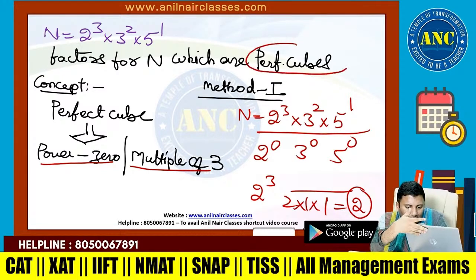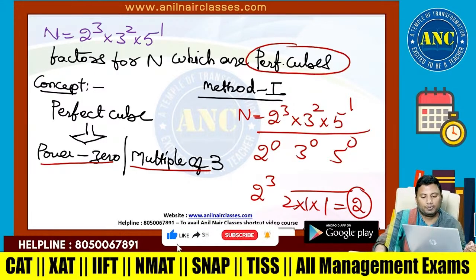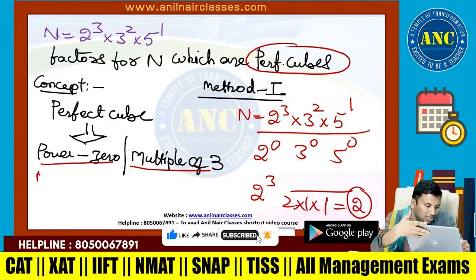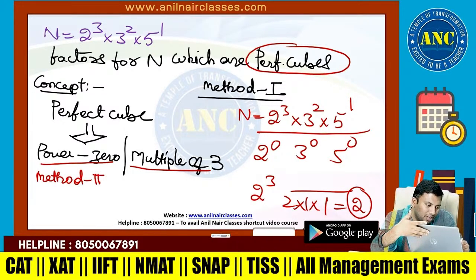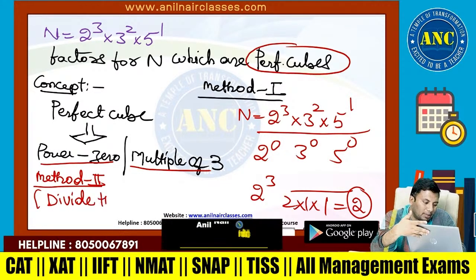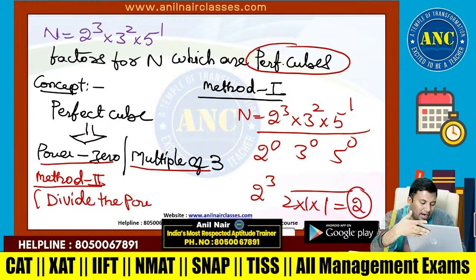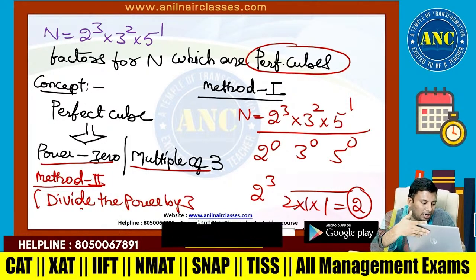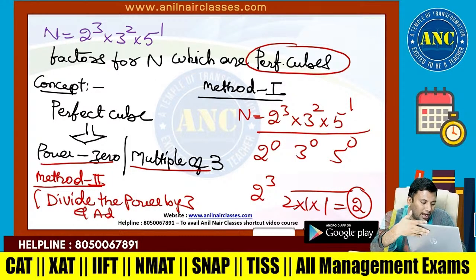Factors for n which are perfect cubes. What is method 2? Method 2 is similar to the previous question. Divide the power by 3 and add 1. Please write down. Divide the power by 3 and add 1.